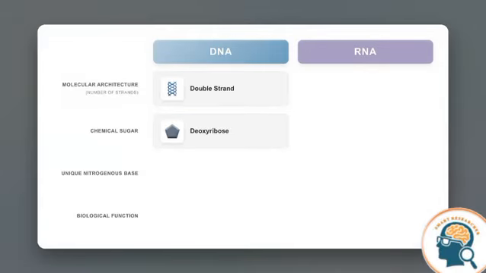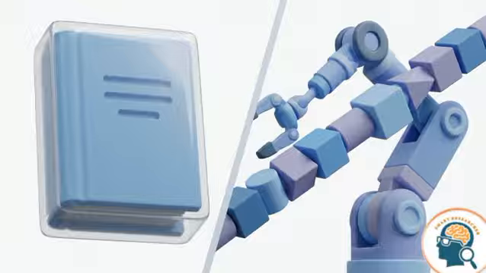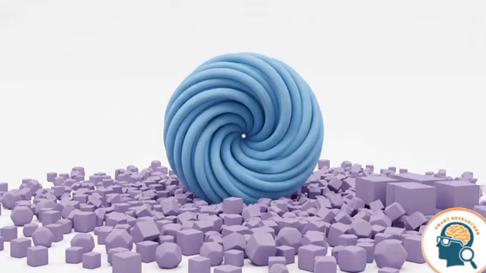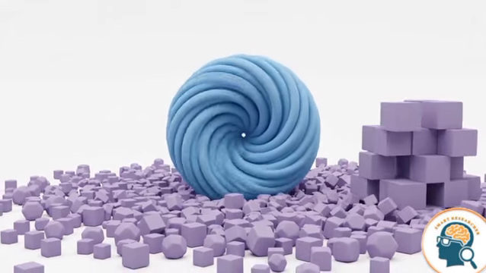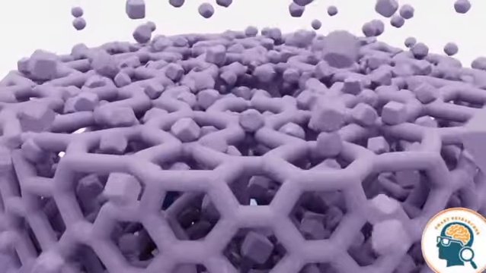DNA uses a double strand, deoxyribose and thymine, for storage. RNA relies on a single strand, ribose and uracil, for execution. A cell requires this precise division of labor between storage and execution to survive. DNA acts as the grand instruction book of life, carefully protected and preserved in the vault. RNA operates as the active messenger, the dynamic builder that reads those pages and translates the code into physical structures.